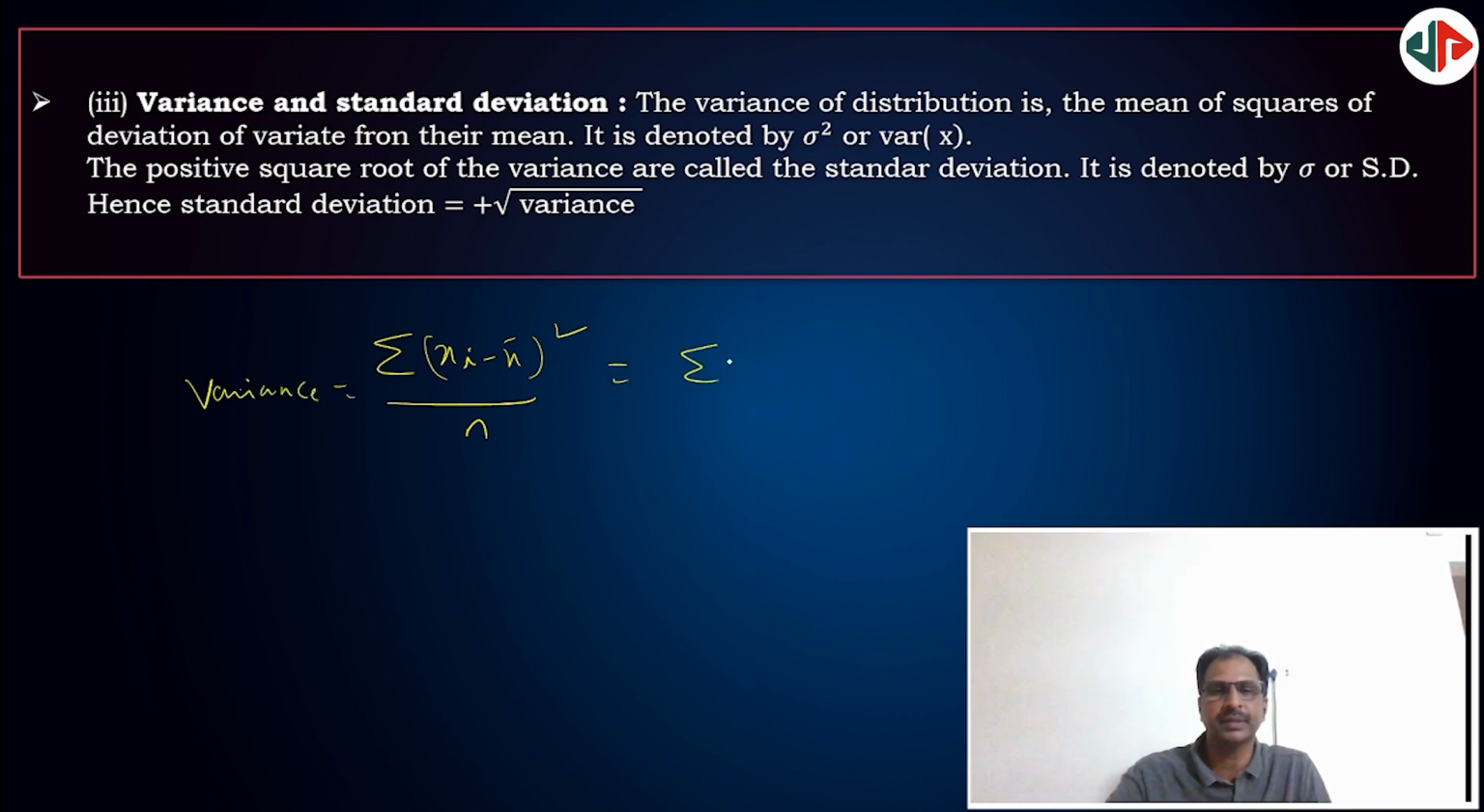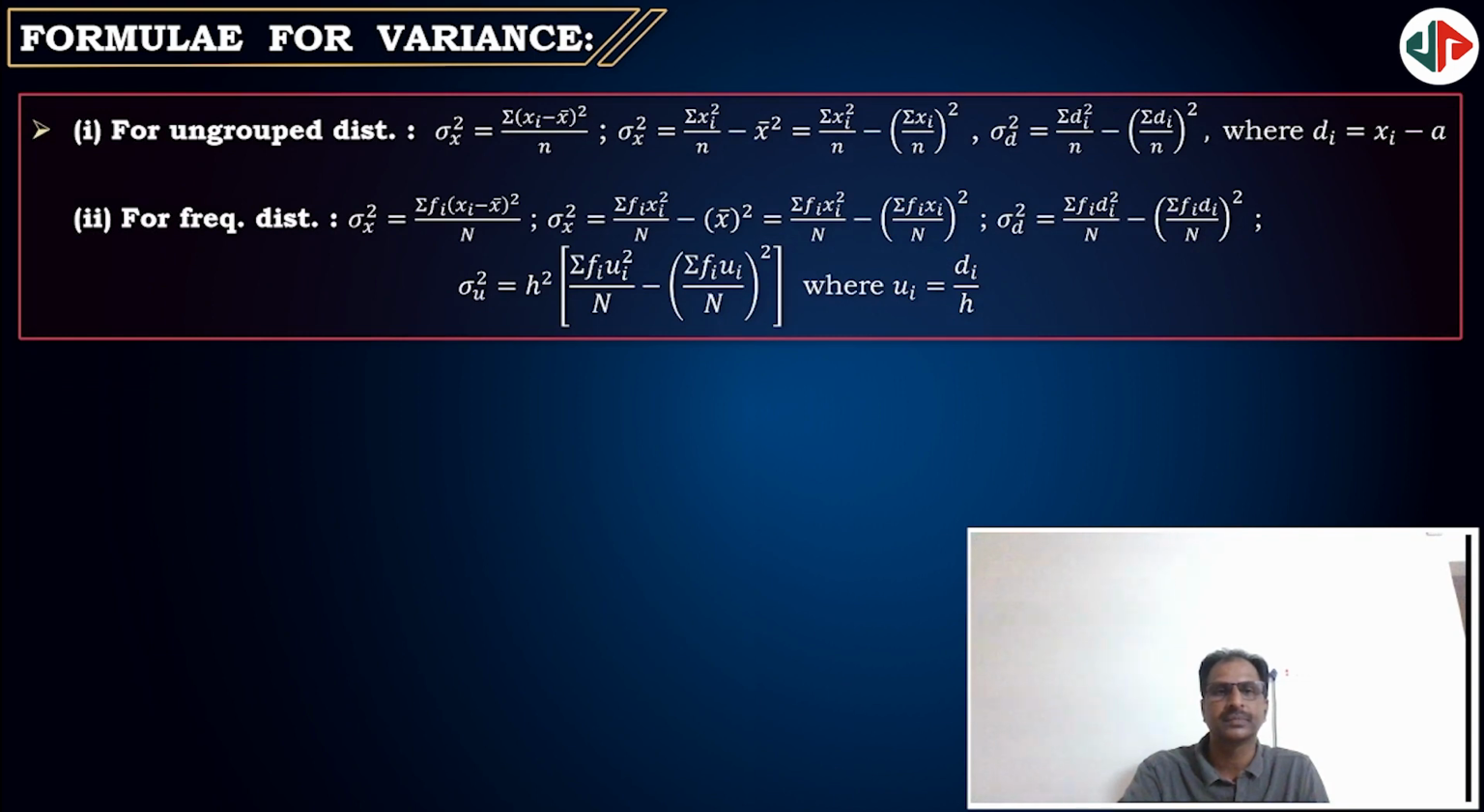Or this can also be written as sigma xi square by n minus x bar whole square. Both are one and the same. And standard deviation is nothing but the positive square root of variance. So whatever formula I gave is given here. These are the formulas for variance and standard deviation for ungrouped distribution and for frequency distribution.